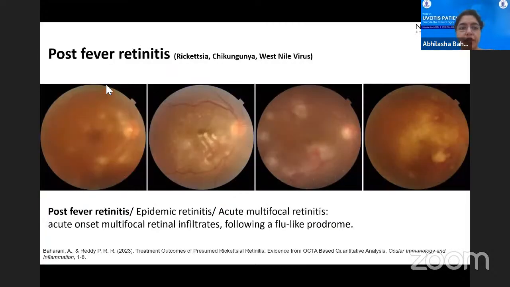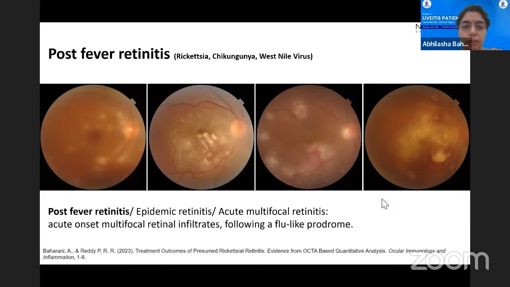Coming to post-fever retinitis, it can be caused by rickettsia, chikungunya, West Nile virus. It is acute onset multifocal retinal infiltrates following a flu-like prodrome. So there are varied clinical presentations. You may see a picture of multifocal retinitis. Sometimes it is accompanied with a branch retinal artery occlusion, and a macular star is typical.